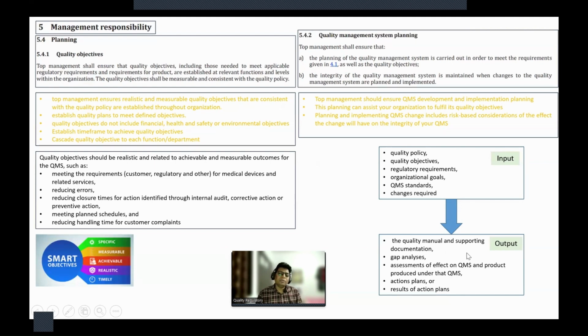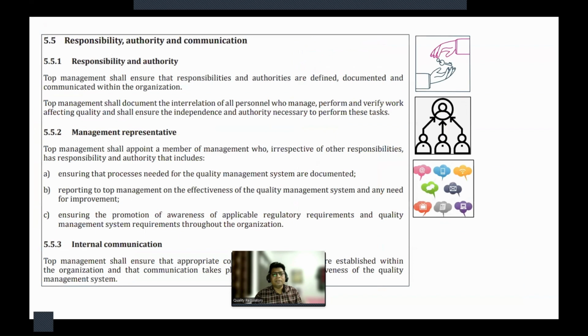Because the quality policy or quality objective we have, we can document the quality manual process, we can perform the gap analysis, assessment of effect on the QMS and the product produced under the QMS, action plan, result of the action plan. So all that activity we can do while reviewing all these things.